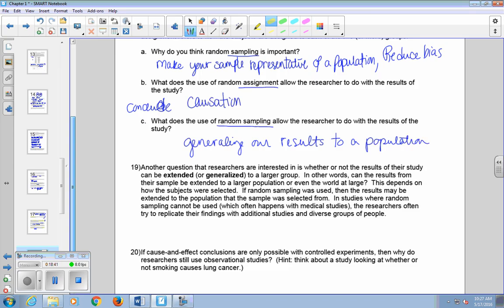Another question that researchers are interested in is whether or not the results of their study can be extended or generalized. So, can we take the results from their sample and extend it to a larger population or maybe even the whole world? And this depends on how the subjects were selected. So, if random sampling was used, then the results may be extended to the population that the sample was selected from. In studies where random sampling cannot be used, which does happen, researchers often try to replicate their findings with additional studies and more diverse groups of people.